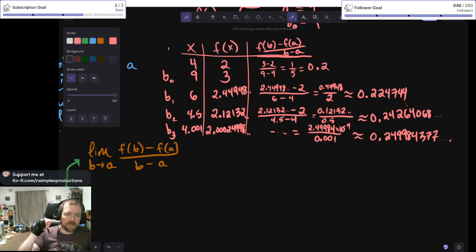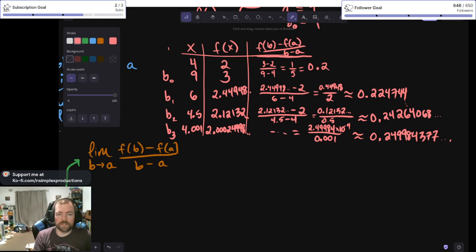If we get values that are closer and closer to 4 without actually touching 4, then what we're going to notice is that these values will get dangerously close to 0.25, or at least it looks like it. I bet we could probably prove it, not that we're actually going to do it just yet. Well, we will show very soon that is in fact what happens.